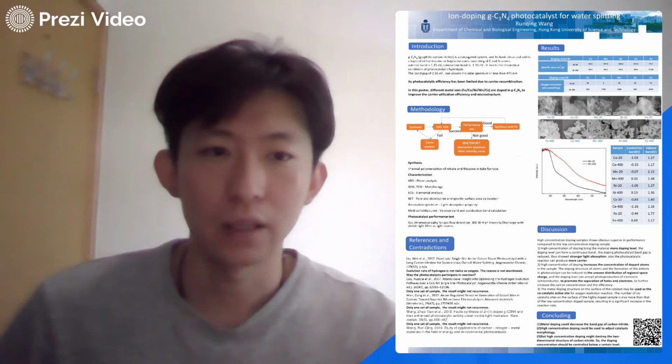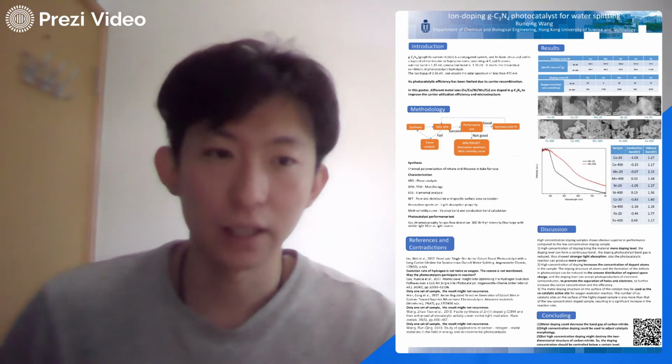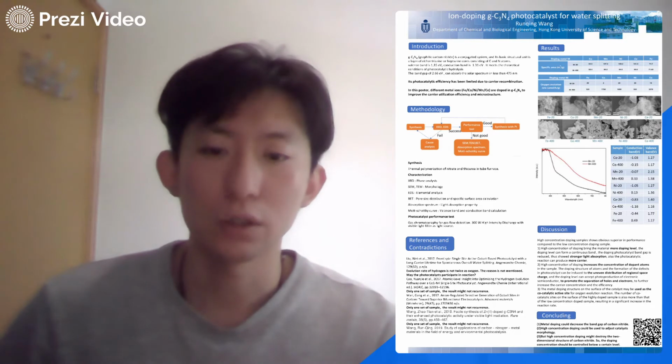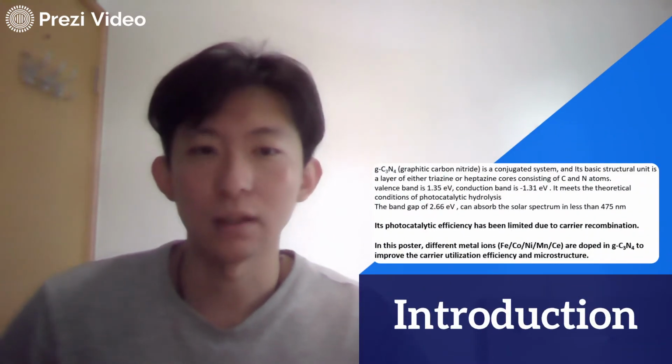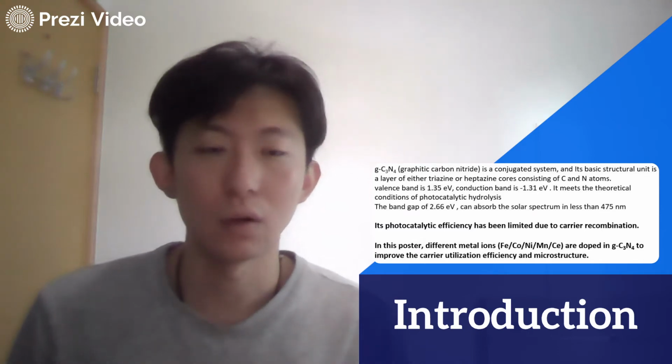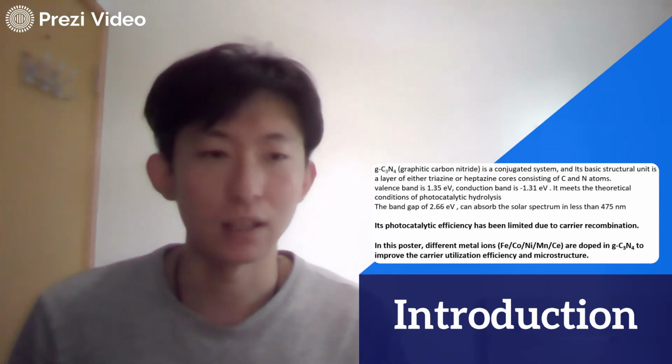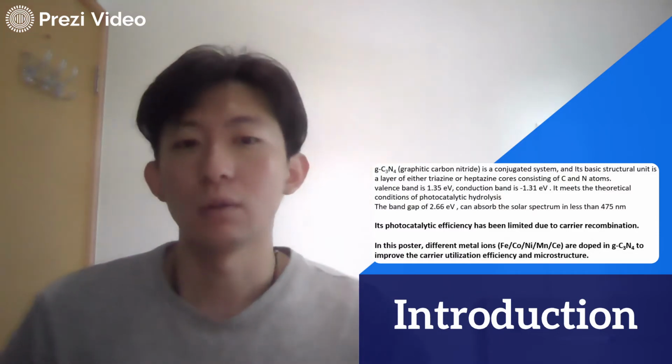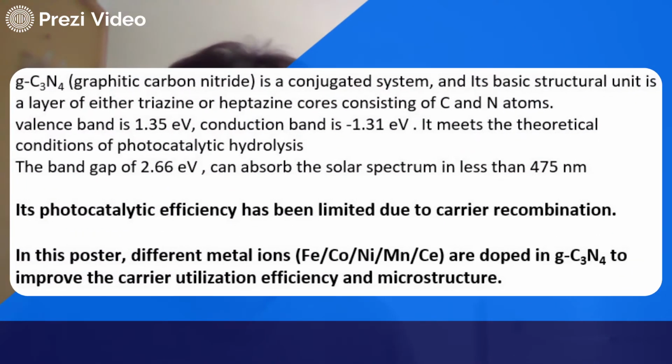Graphitic carbon nitride is a conjugated system, and its basic structure unit is a layer of either triazine or heptazine cores consisting of carbon and nitrogen atoms. The valence band is 1.35 electron volts and the conduction band is minus 1.31 electron volts, so it meets the theoretical conditions of photocatalytic water splitting. The band gap is 2.66 electron volts. It can absorb the solar spectrum below 475 nanometers.